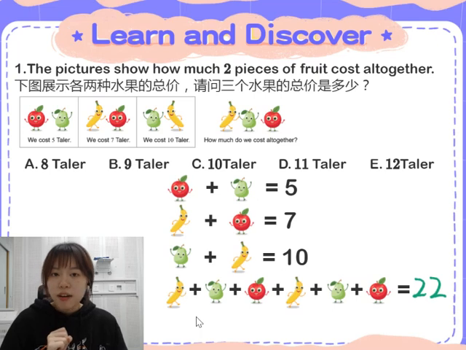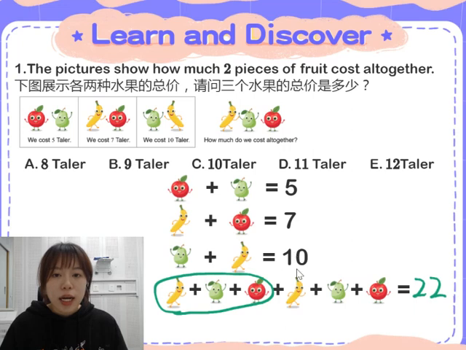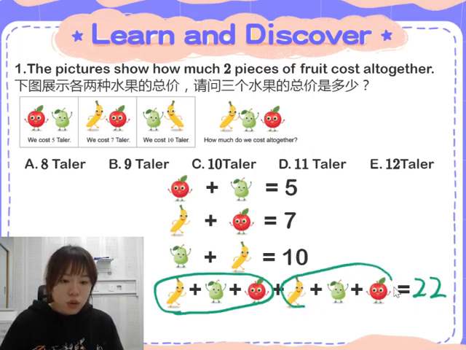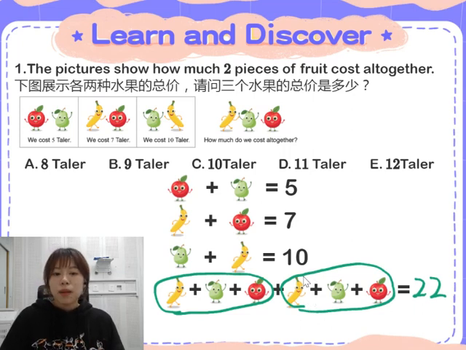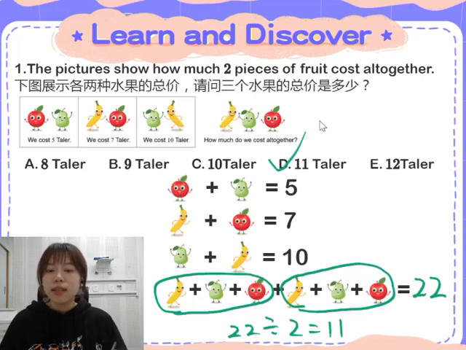And we can find if we do like this, 1 banana, 1 pear, and 1 apple is a group. How many groups in this equation? Yeah, 2 groups, and it's 2 same group. So do you know how much for 1 group? Easy. 22 divided by 2. It's just 11 taler. So the answer, option D. Okay, find it. So let's continue.